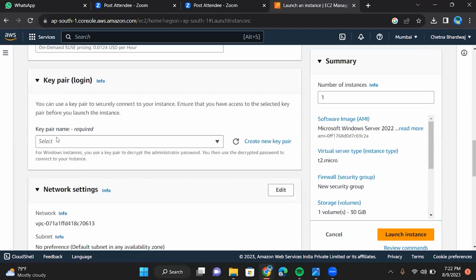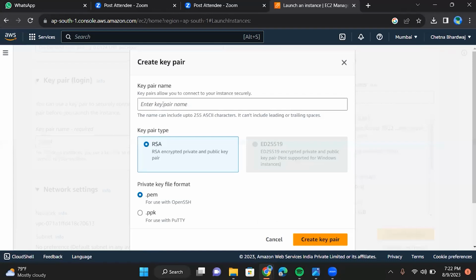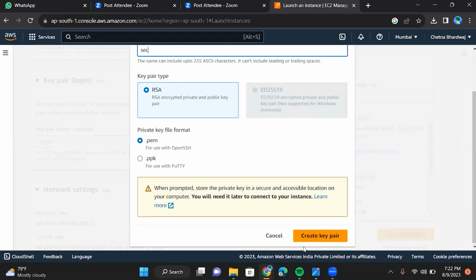Now we will generate a key, and in this process, first we will give a name to our key. Let's say I am giving this a security. This is a security key, so I'm giving it a name. Then I will create this key.